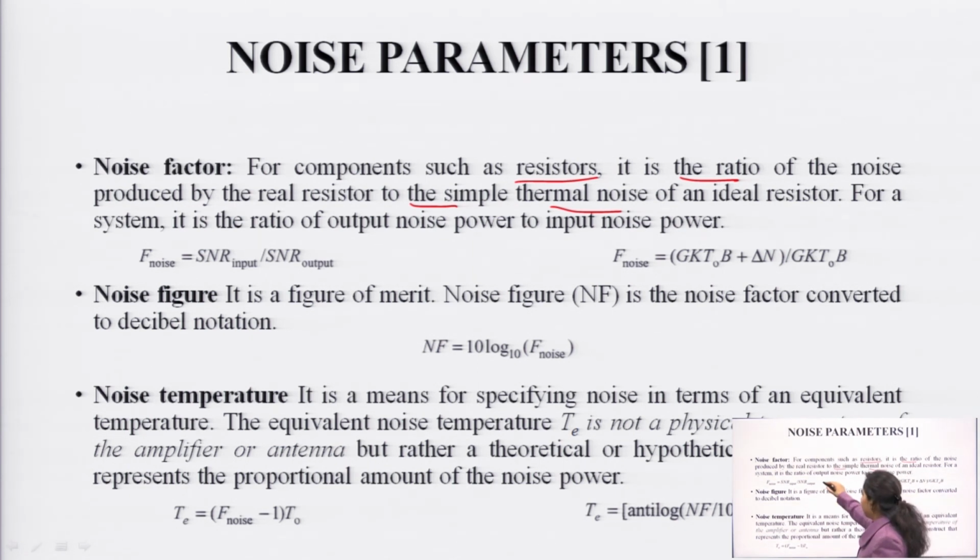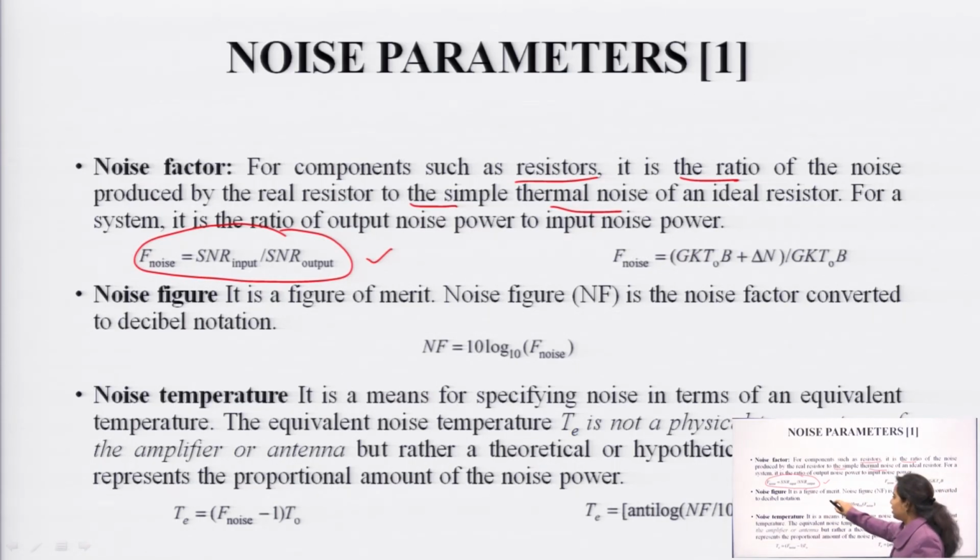So, F noise is equal to the signal to noise ratio at the input divided by the signal to noise ratio at the output. Noise figure is also known as the figure of merit. Noise figure is the noise factor converted to decimal notation. Now, NF is obtained if you are converting the noise factor into decibel, and that is known as the noise figure. The other one is the noise temperature.